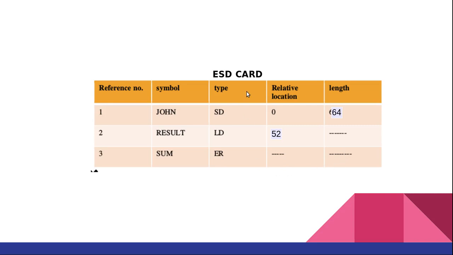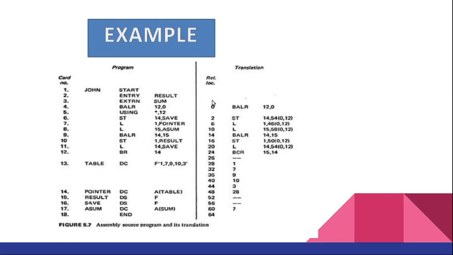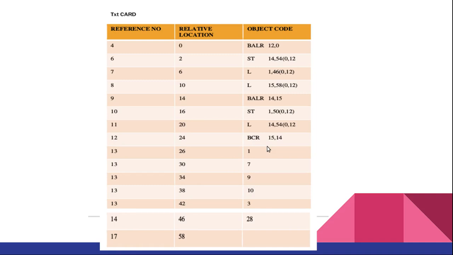So the ESD card is the external symbol dictionary. It contains the information about all the symbols declared using the extern and entry pseudo opcodes. Then we have the text card. What is the content of the text card? It contains the object program. Our object program starts from relative address 0 to 64, and the content of those relative addresses will be stored into the text card.